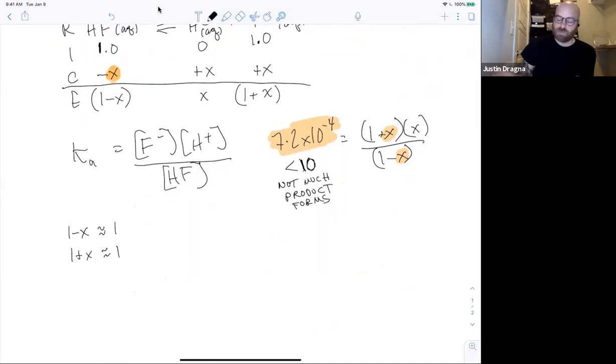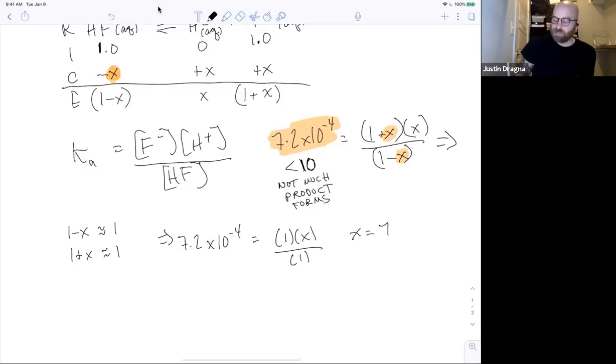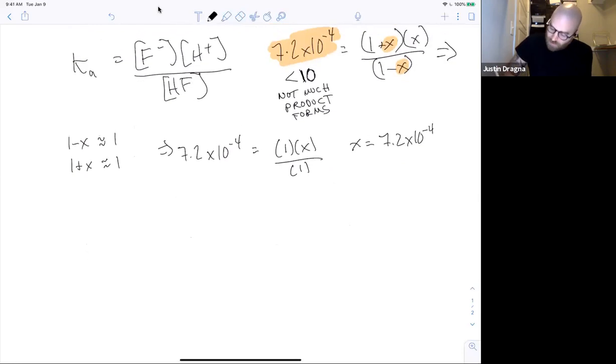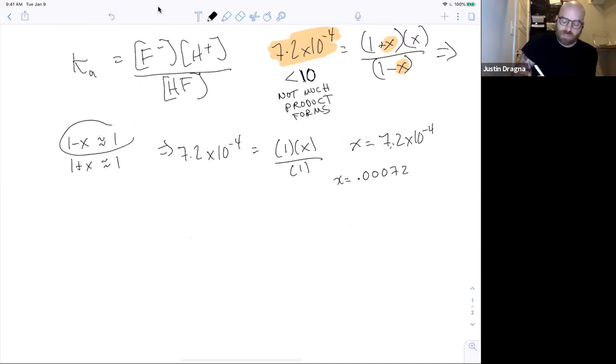Okay, so anyway, we can do this approximation. I'm saying 7.2 times 10 to the minus fourth is equal to 1 times x over 1. And so that tells us what x is. That's equal to 7.2 times 10 to the minus fourth. So is x a very small number? Yes. So if you come back and check your approximation over here and say, well, is this true? Well, yeah, what's 1 minus 0.00072? That really is approximately 1. You're not really subtracting much out there.